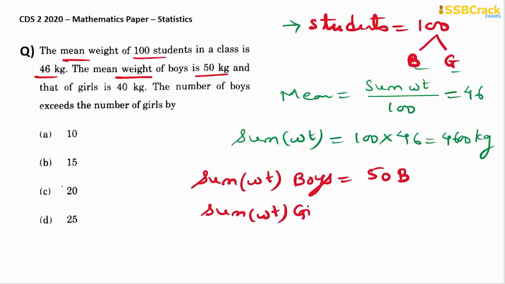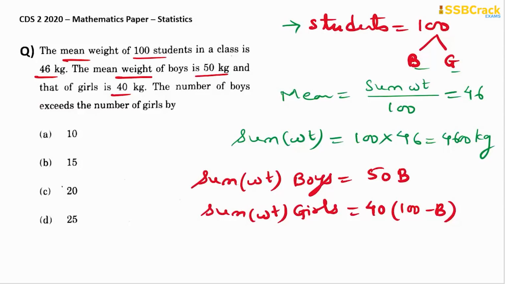For girls, how many will there be? It will be 100 minus B. The mean weight for girls they gave us is 40 kg, so it has to be 40 into 100 minus B. You need not write G there, because we know girls are the total minus the boys.